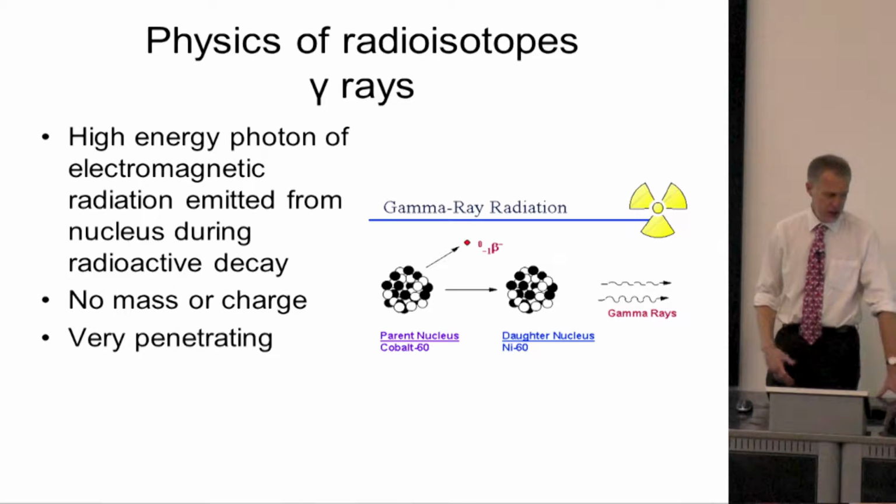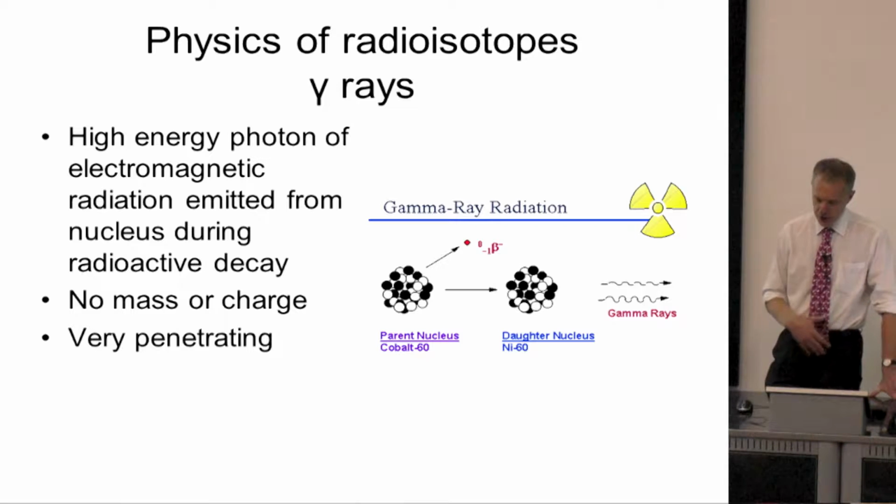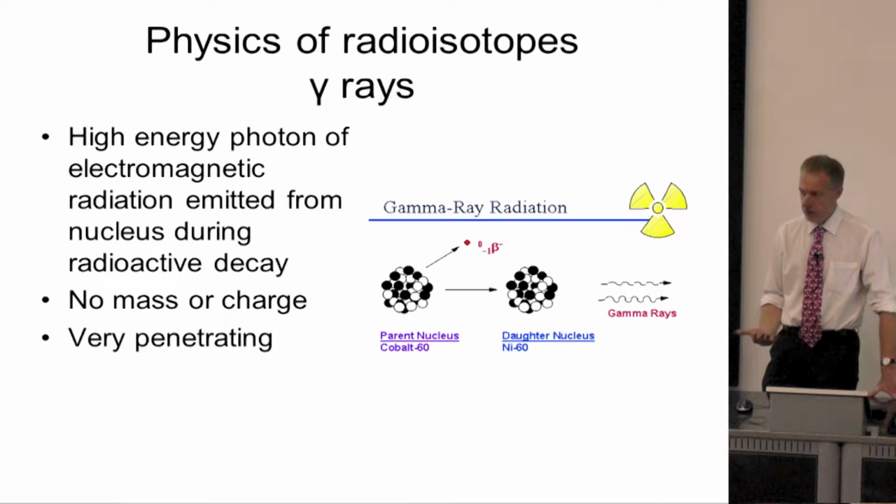So the final thing is gamma rays. So a gamma ray is basically the isotope equivalent of an X-ray delivered by a linear accelerator. It's a high-energy photon that's emitted from the nucleus during the decay process. It's not charged, it doesn't have any mass, and it's very penetrating. So these are the things that cause real problems from a radiation protection point of view because they actually get out of the patient.